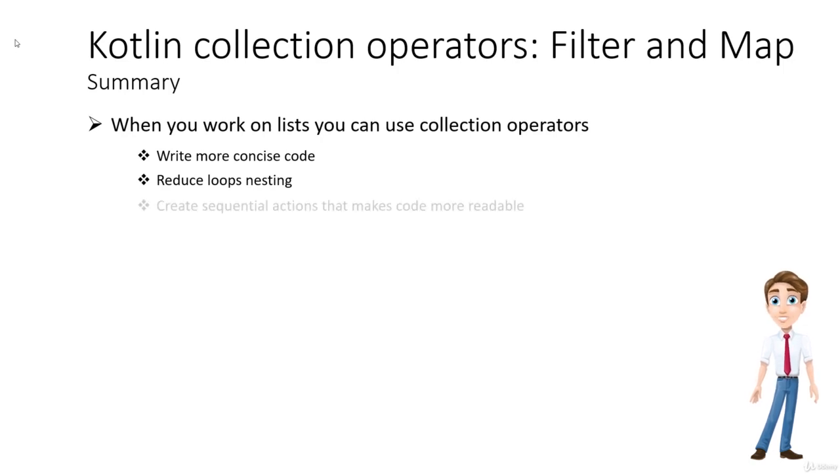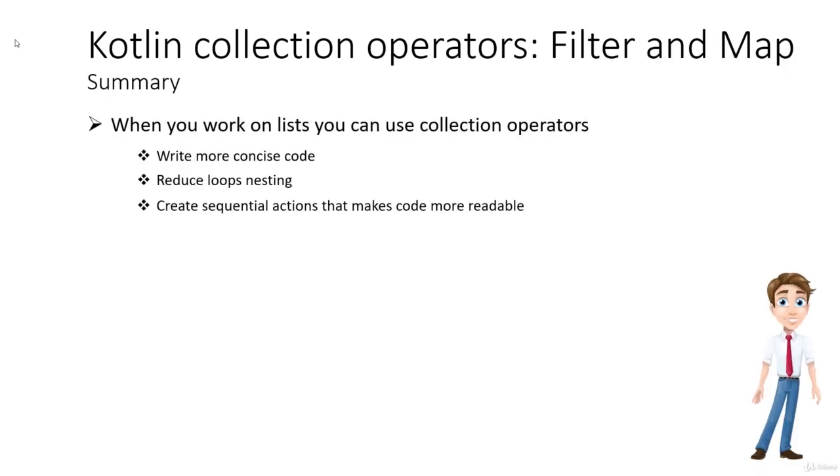Also, we can create sequential actions, as I just said, because you can apply an operator and then apply another one, and each operator represents a type of action, something that happens on the list, on the actual content. So it's really easy to understand and read that code. It's really easy to understand what actions are done on that list, and you don't have to look into the nested code and try to understand what's going on there. You see the actions very clearly.